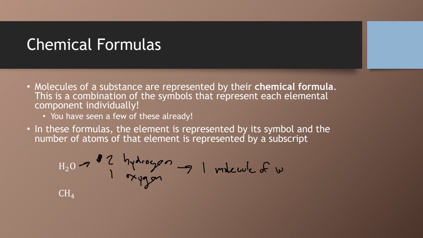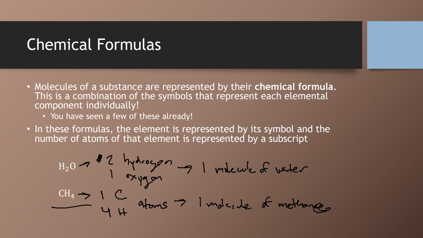And we give this one a common name, and we'll discuss naming them some later. But similarly, here methane has one carbon and four hydrogen atoms. But it's one molecule of methane. And so we represent these different substances using their chemical formulas, using the atoms that they're made out of.